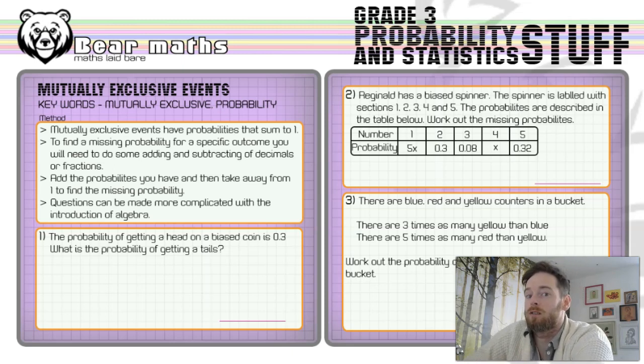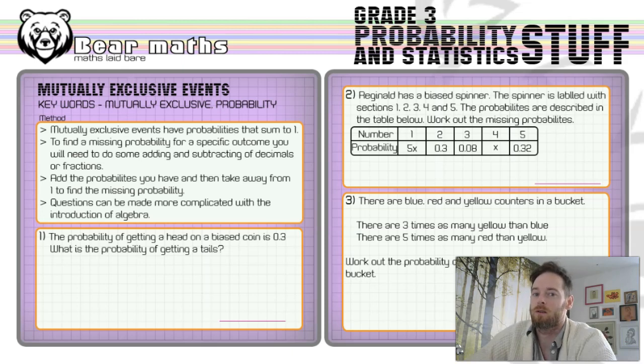This one is on mutually exclusive events. The keywords I've got for you are mutually exclusive and probability. Now, mutually exclusive events are events that cannot happen at the same time. So for example, if you flip a coin, you cannot land on heads and tails at the same time. Therefore, those events are referred to as being mutually exclusive.